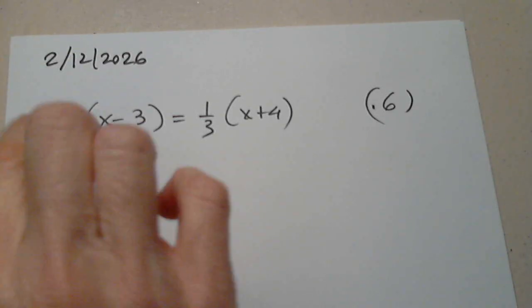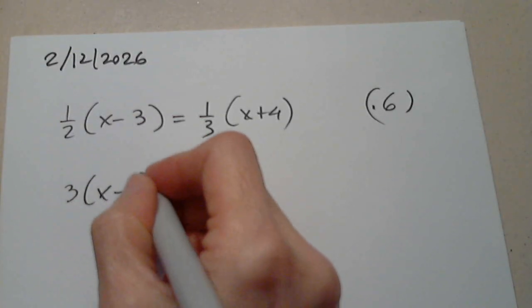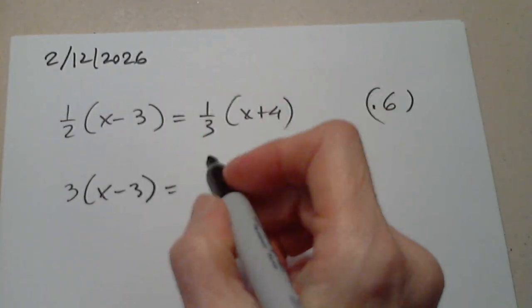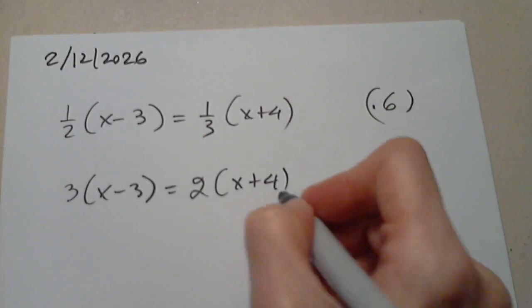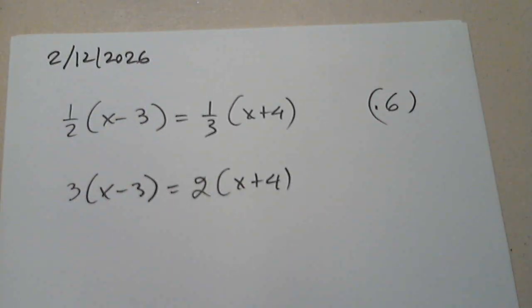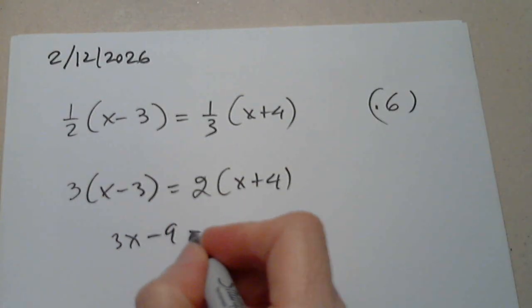So 6 times 1/2 will be 3. 6 times 1/3 will be 2. And in one little step, look how the equation looks now. Yes, now I will distribute. So I have 3x minus 9 equals 2x.